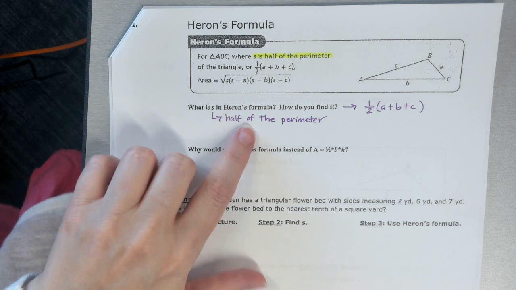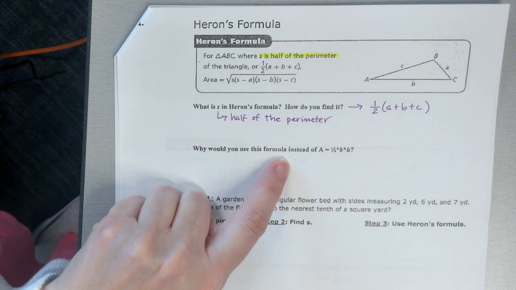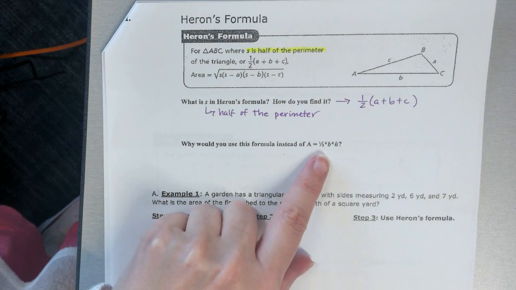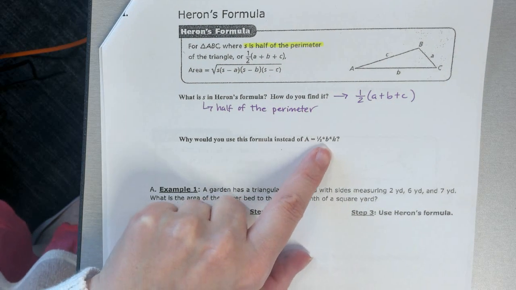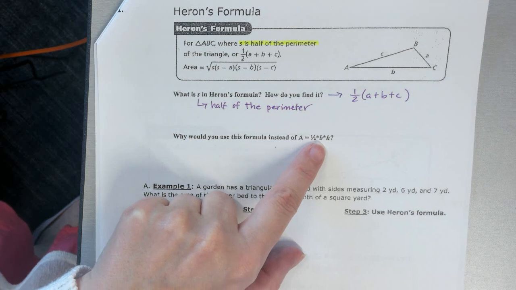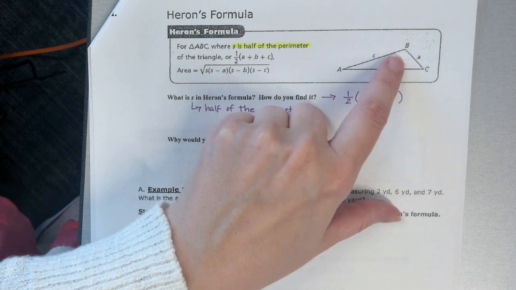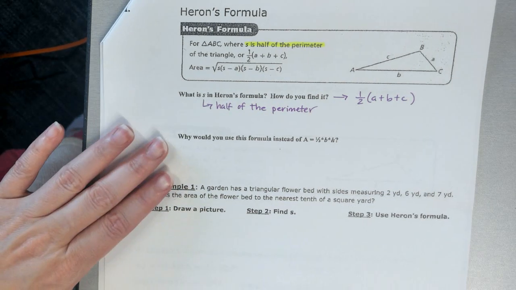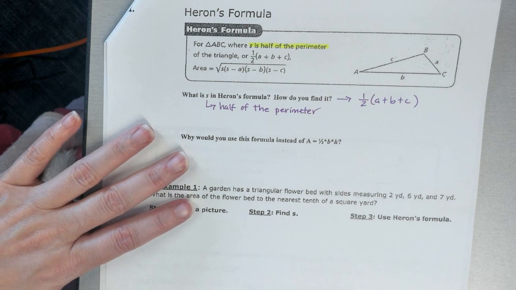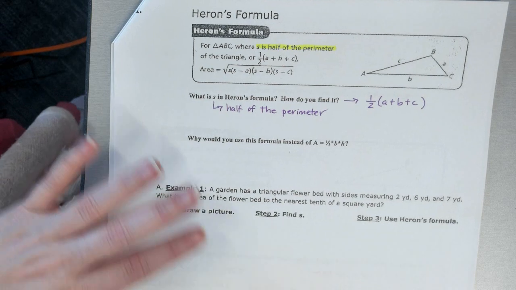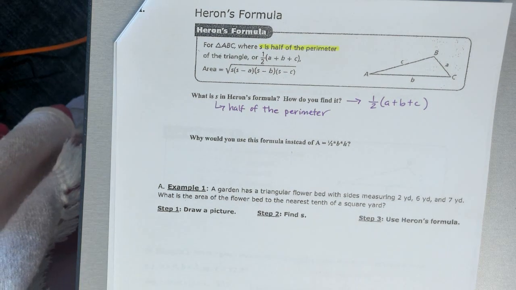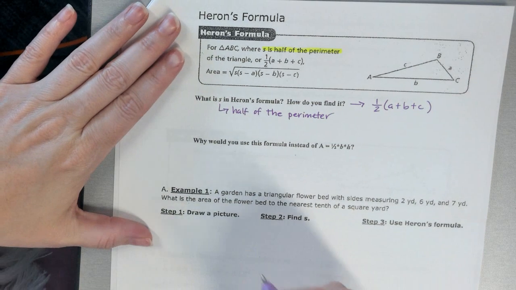And then I asked you to think about this. Why would we use Heron's formula instead of the area equals 1/2 times base times height? What type of situation would this be more efficient? Yeah, Rashawn? If you don't have the height, is that what you're going to say? Or are you going to say something different? So what would you be given?